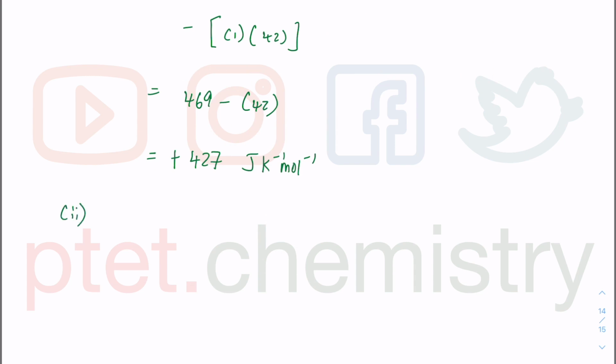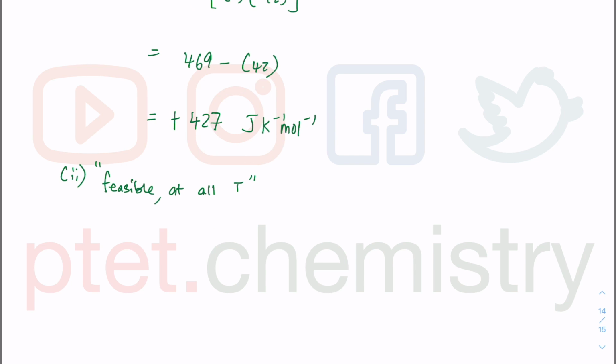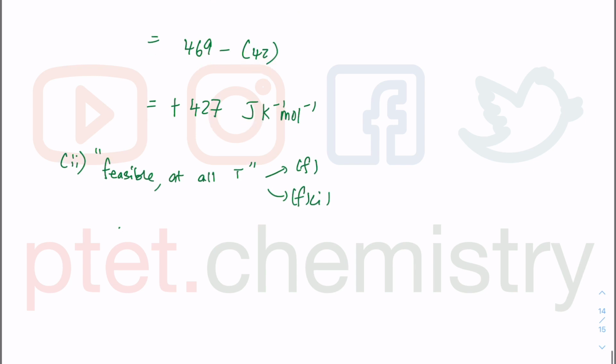Last part of this question is basically saying this reaction is feasible at all temperatures. So there are two bits to this thing. So explain using the data in F and also F1. So we need to think about enthalpy as well as entropy and then Gibbs. So delta H is equal to minus 154.6 kilojoule per mole. Is an exothermic reaction. And our entropy change from the previous part of the question is 427 joule per Kelvin per mole. So this is negative given in the question. This is positive, we just calculated it.